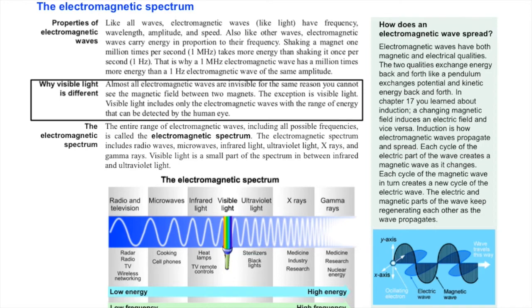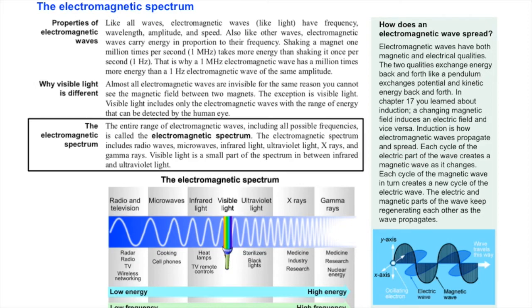Why visible light is different. Almost all electromagnetic waves are invisible for the same reason you cannot see the magnetic field between two magnets. The exception is visible light. Visible light includes only the electromagnetic waves with the range of energy that can be detected by the human eye.